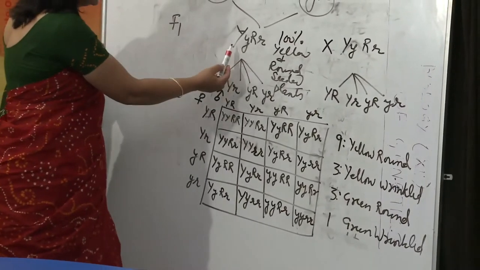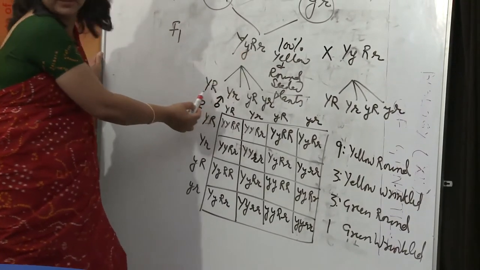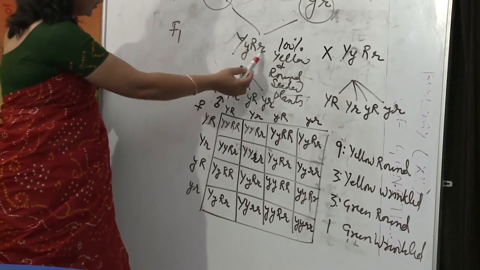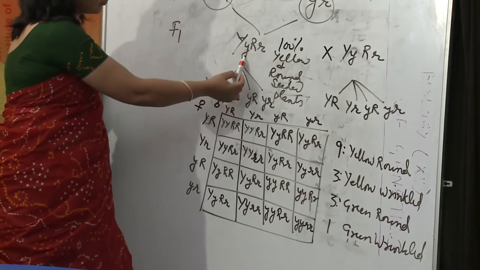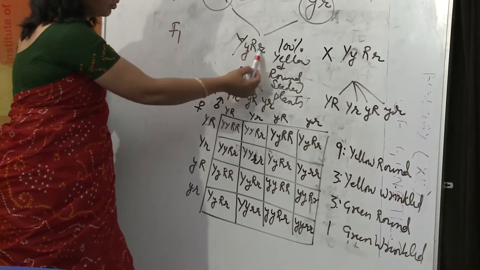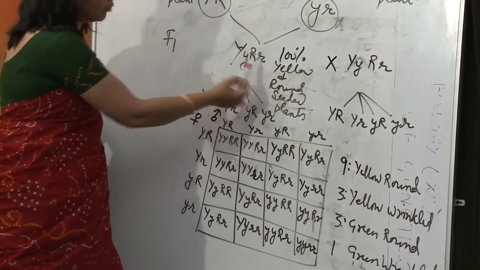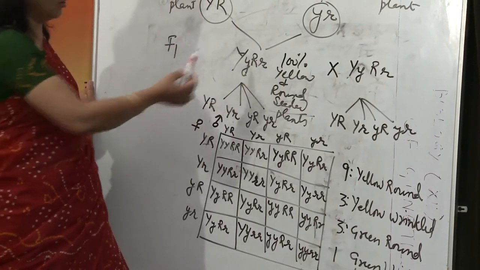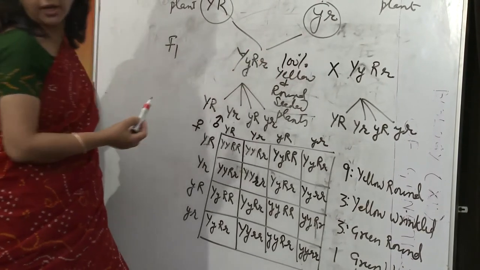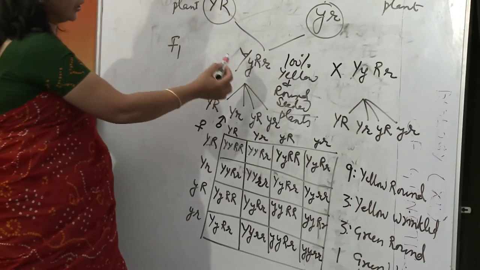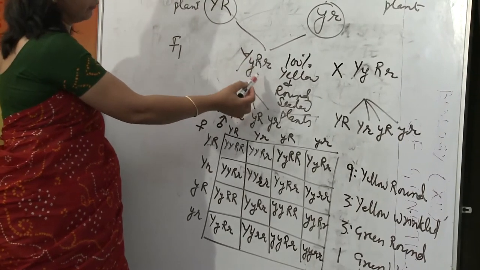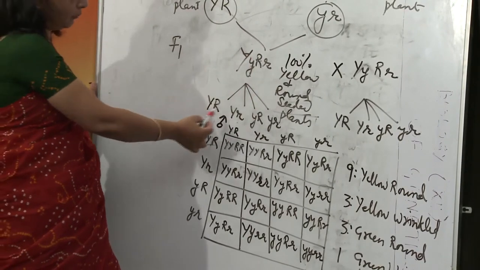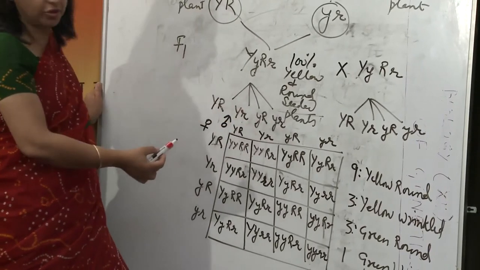If we see here, capital Y can go with capital R, capital Y can have small r as well, small y with capital R, and small y with small r. So there is no perfect combination like capital Y has to go with capital R or small y has to go with small r. This is not definite. It is independent of each other. As a result, all possible combinations are found in progeny.